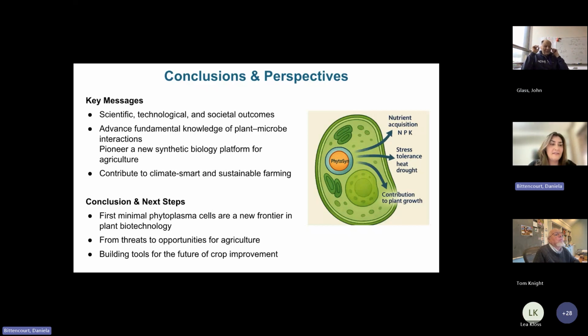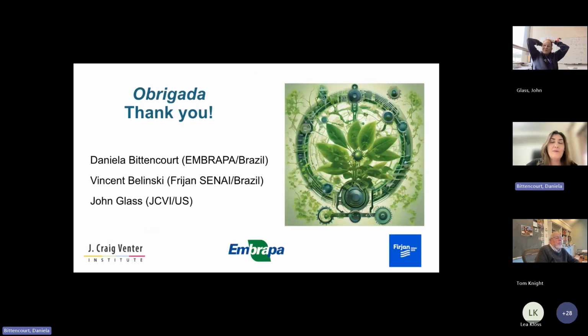So our next steps, and of course, in conclusion, if we actually perform these, we're going to be building the first minimal phytoplasma cells that could represent a new frontier in plant biotechnology. So we aim to shift phytoplasmas from threats to opportunities, and ultimately build tools for the future of crop improvement. And with this, I thank you all for your attention. And I would like to thank mostly Vincent and John Glass for the partnership. And we hope that we can have other folks join us in this endeavor. Thank you very much.